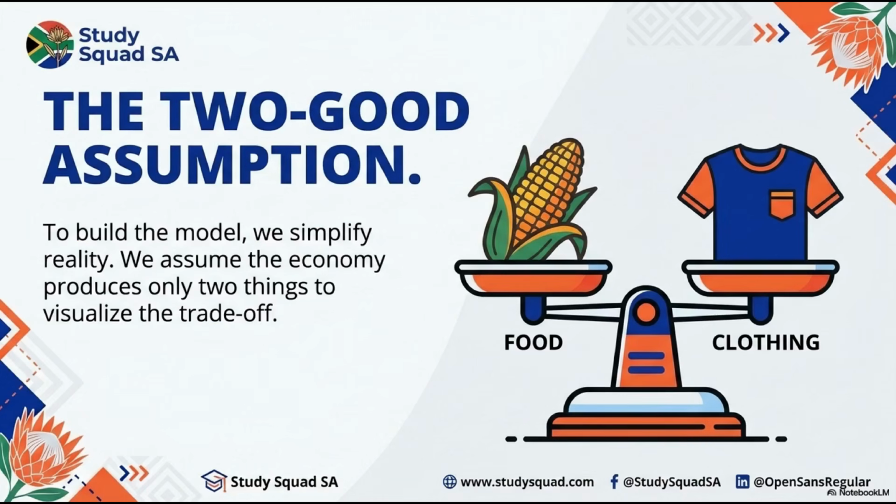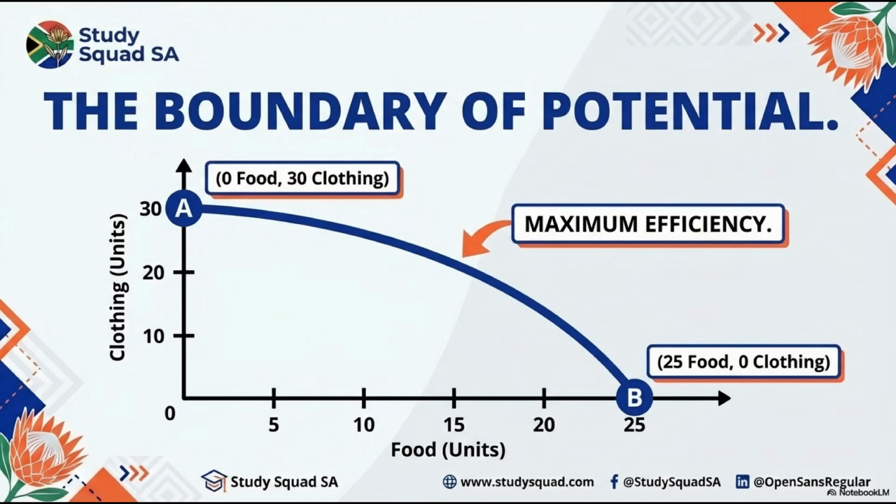Now imagine a country that can only produce two things, food and clothing. That's a simplification, of course, but it helps us understand the PPC. The PPC shows the maximum amount of those two goods that the country can produce, given its available resources and technology. Let's say this country, if it dedicated all its resources to clothing production, could make 30 units of clothing, but if it dedicated all its resources to food production, it could make 25 units of food. If it tries to produce a mix of both, it will produce less of each. This is where the curve comes in.